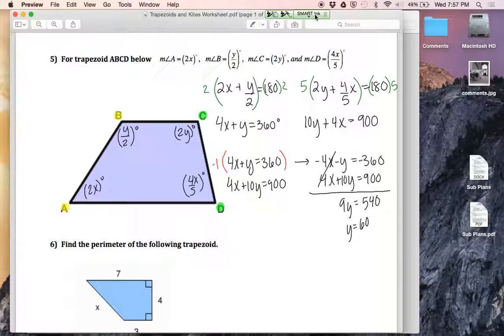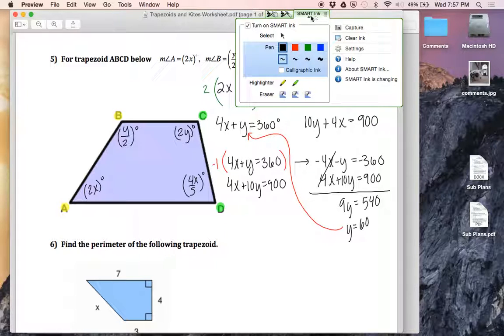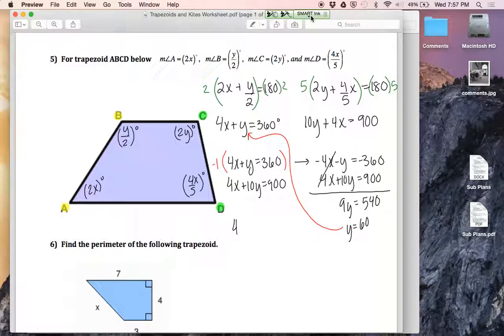Now that I know y, I can plug it back in. And I'm going to choose to plug it back in here, just because that's easiest. So 4x plus 60 equals 360. Subtract the 60 from both sides, and I get 4x equals 300. Divide by 4, and I get x equals 75. So there's my x, and there's my y.